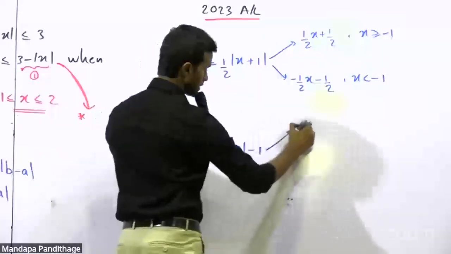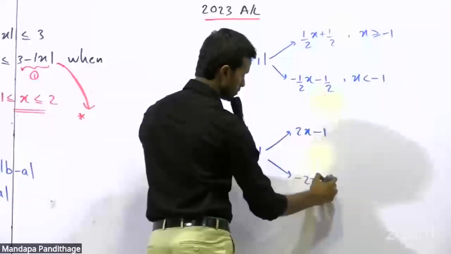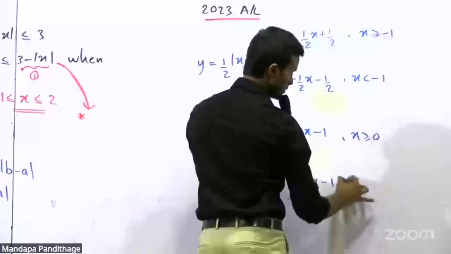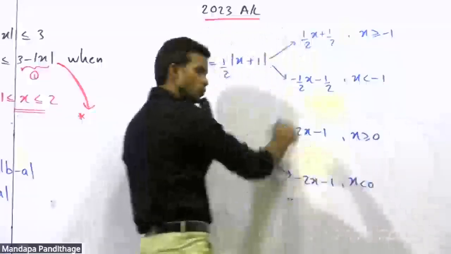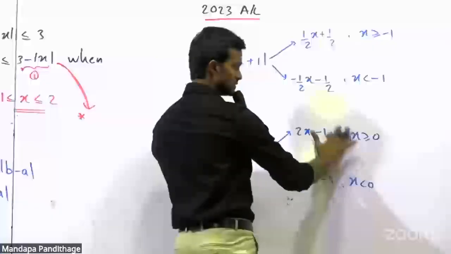So here you get 2x minus 1 and minus 2x plus 1. That is when x is greater or equal to 0. So it's like when 2x is greater than 0, you get x is greater than 0.